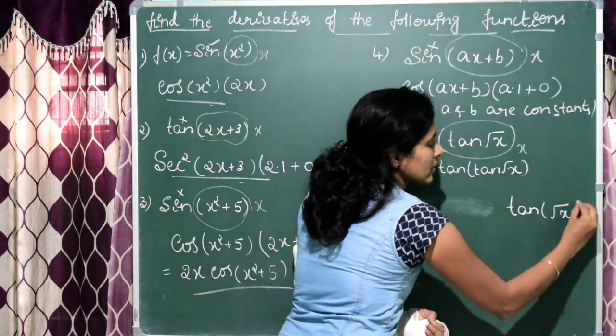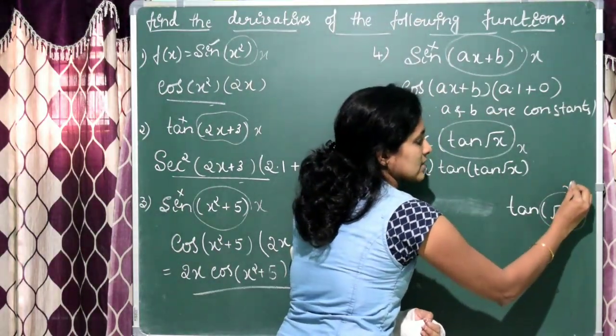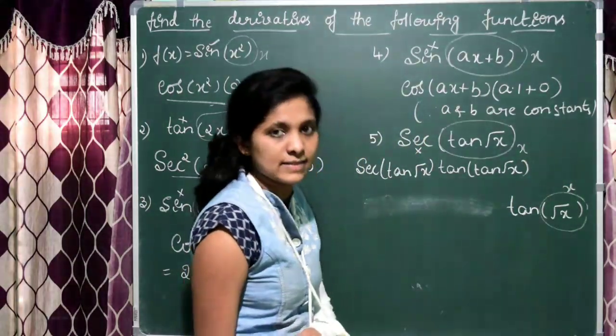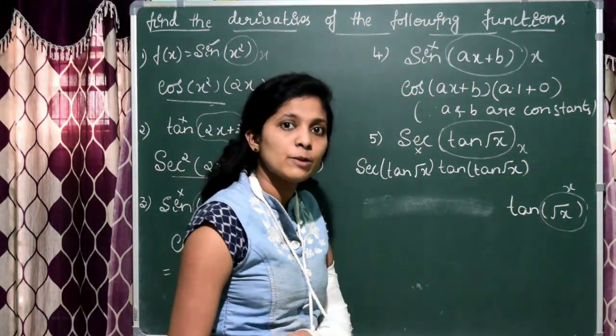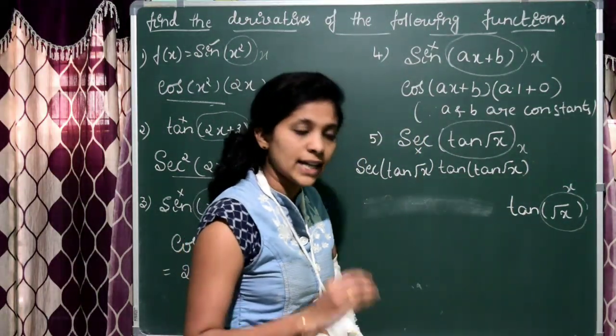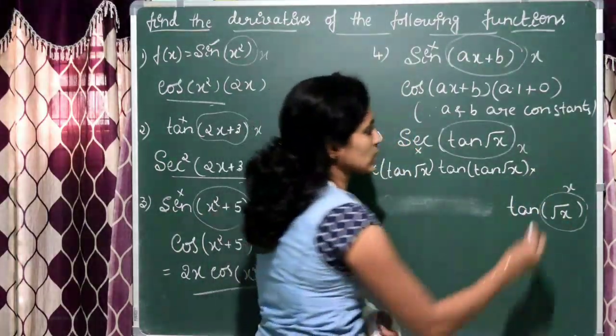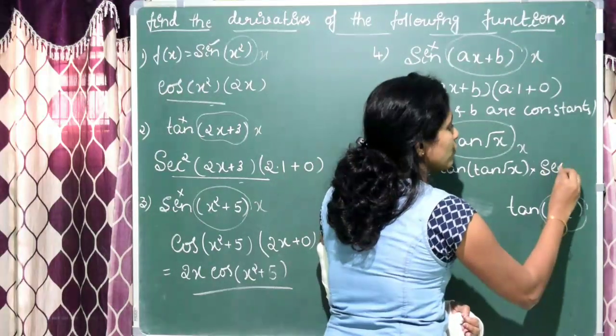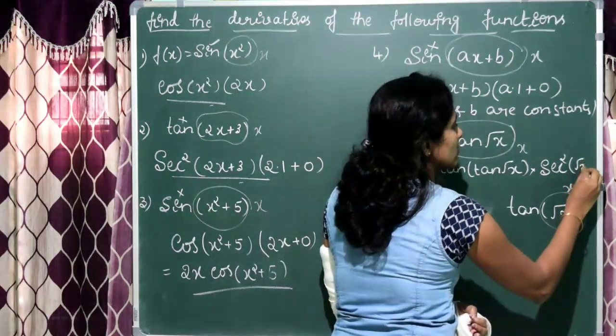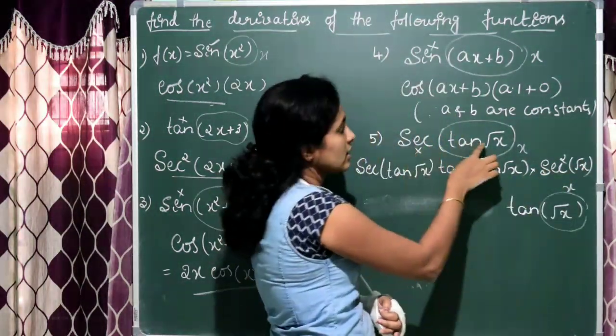So consider this root x as some x. Now this is of the form tan x. What is the derivative of tan x? It will be secant square x, right? x is now root x. So x is now root x, so this is now secant square of root x. So we have done with here. Secant is done, tan is done.